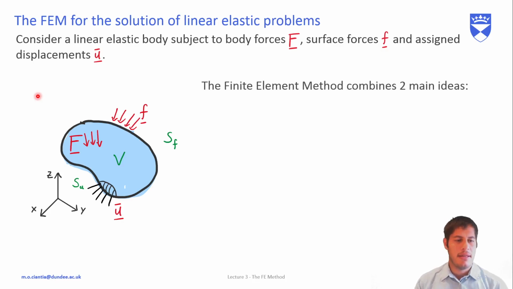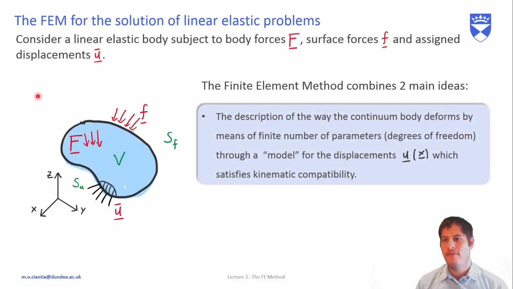The finite element method, at the end of the day, combines two main ideas. The first is the introduction of a way to describe a continuum body, how it deforms, by means of a model for the displacements which satisfies the kinematic compatibility. In a sense, we want to find a way to describe the displacements inside our body through a model with a finite number of unknowns.